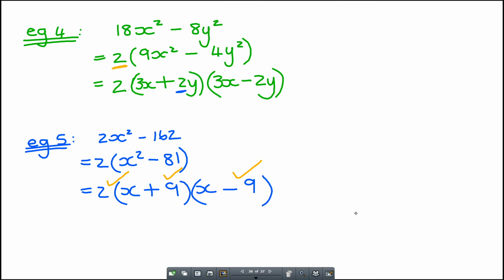Now, as I said just now, I'll either give it to you like this, tick here, tick there, or I'll give you a tick for the 2, a tick for the bracket, and then a tick for those 2 together. So either way, it's still going to be 3 marks. Okay. Right. Can we mark quickly?